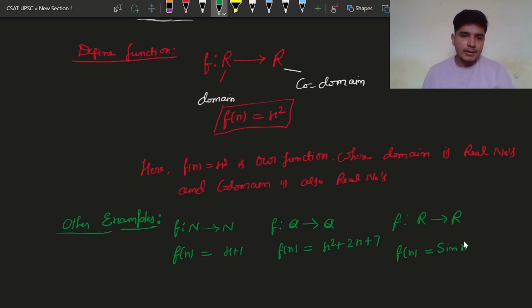We can imagine how we use these in mathematical aspects. So this is the definition of a function.